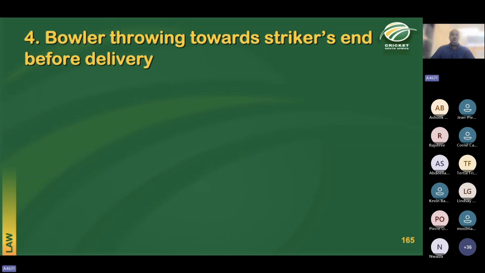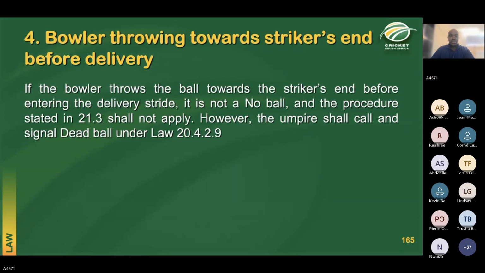Is a bowler allowed to throw the ball at the striker's end before reaching his or her delivery stride? Law says that if the bowler throws the ball towards the striker's end before entering their delivery stride, it is not a no ball. It will be a dead ball.